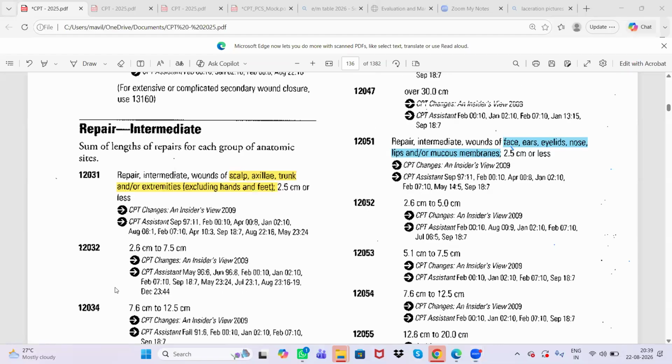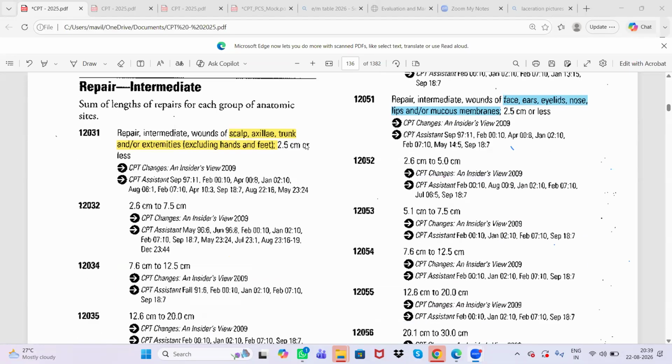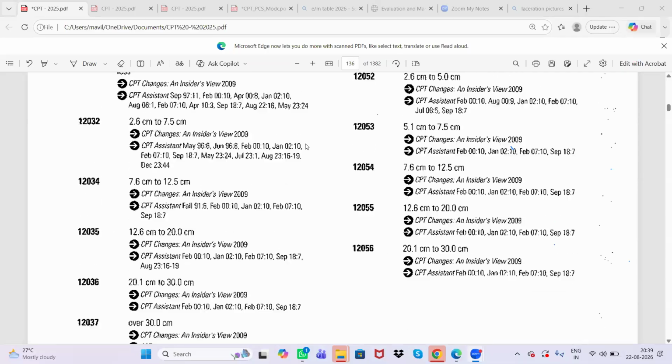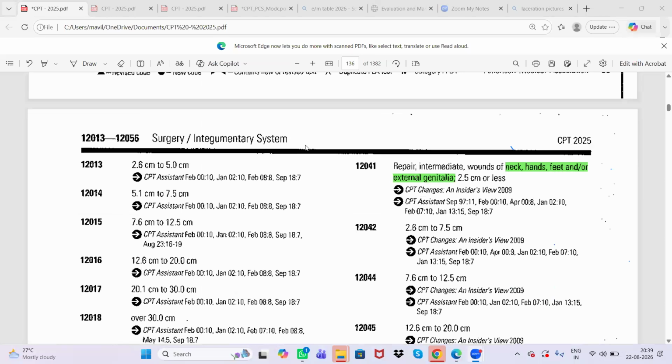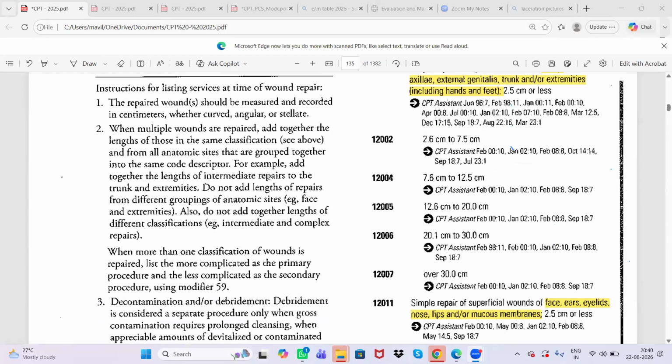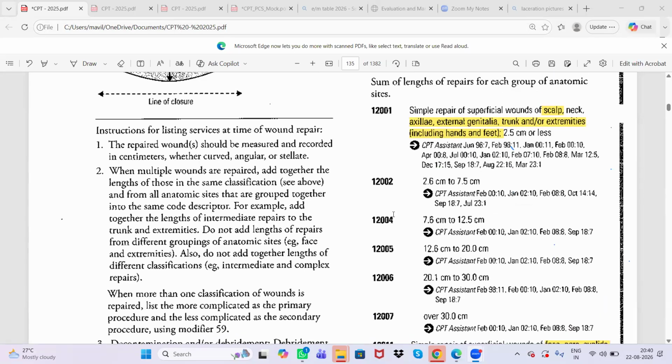That is how the coding works for intermediate, simple, and complex repairs. For complex repair also, we can apply the 51 and 59 modifiers. What is the 51 modifier? Multiple procedures. What is 59? Distinct procedural services. When can we append them? Let me give you an example, and you guys can tell me which modifier is applicable for that question.